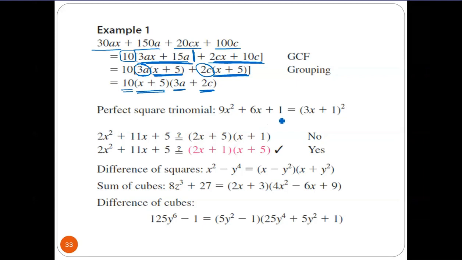Look at this. If we have 3 terms, look at the radical of the first. The radical of 9x squared is 3x. And the radical of 1 is 1. Okay, 1 multiplied by 3x multiplied by 2 gives 6x. So this is the perfect square. The first term 3x, the second term 1, and this is the perfect square.